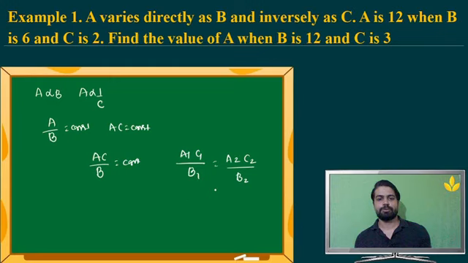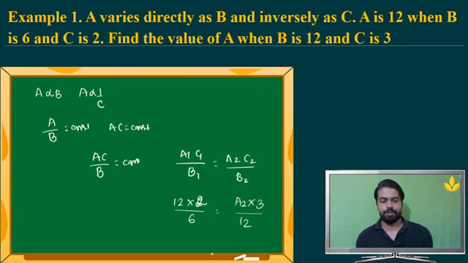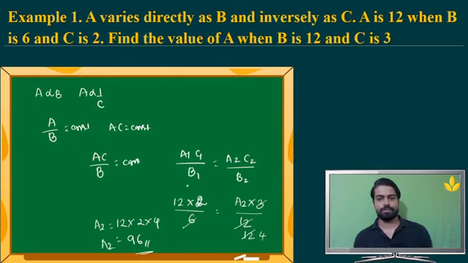So now I just have to substitute the values. A1 is 12, B1 is 6, C1 is 2, which is equal to, we have to find the value of A2, whereas C2 is given 3, B2 is given 12. So what we can do is, we can cross multiply this: 6 12s are, 3 1s are, 3 4s are. So A2 is going to be 12 into 2 into 4, which is 12 into 8, 96. So answer for the question is A2 is going to be 96.